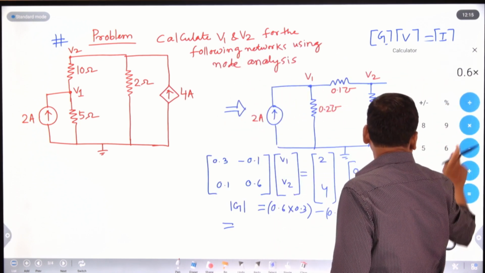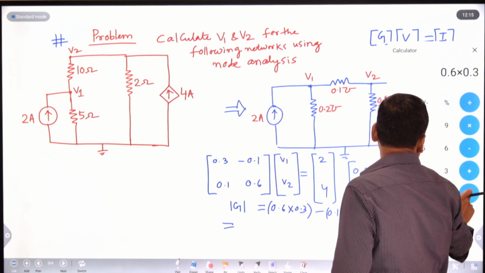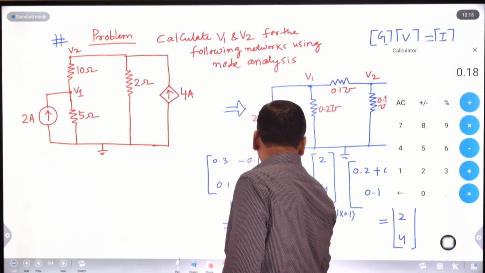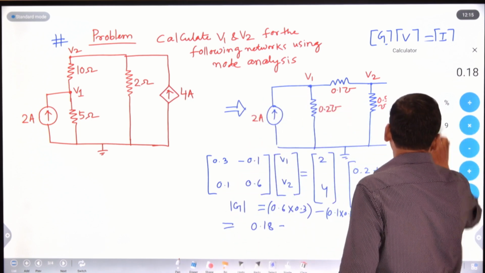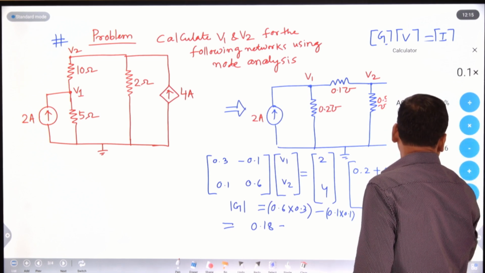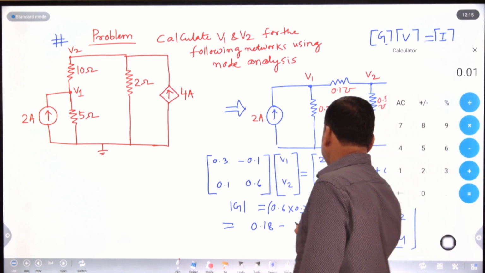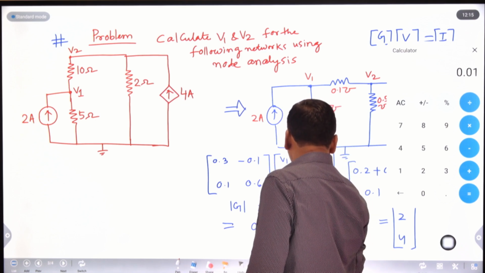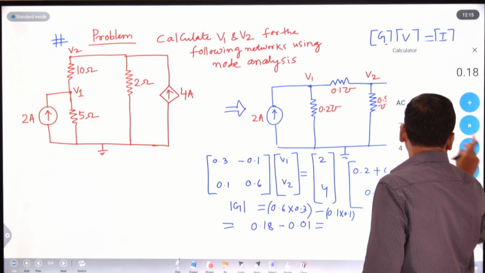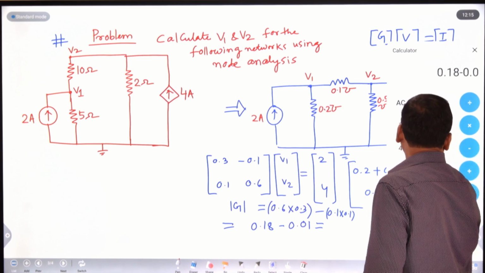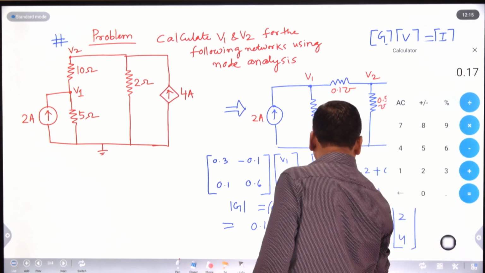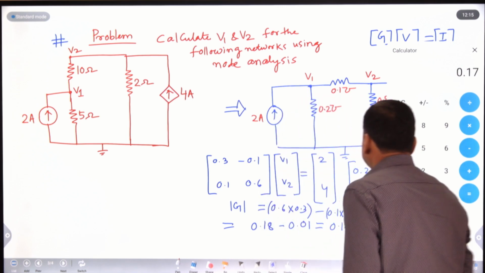0.6 into 0.3, that is 0.18. 0.18 minus 0.1 into 0.1, that is 0.01. The value will be how much? That is your 0.18 minus 0.01. The value is your 0.17. That is your 0.17. Okay, G.